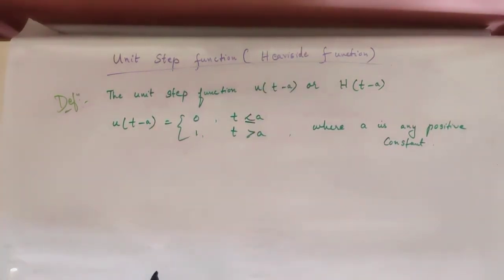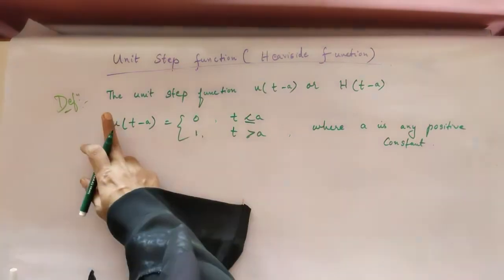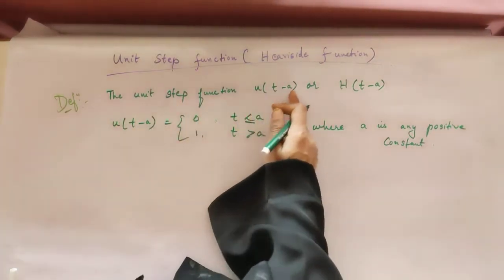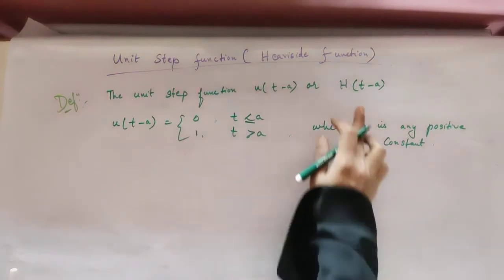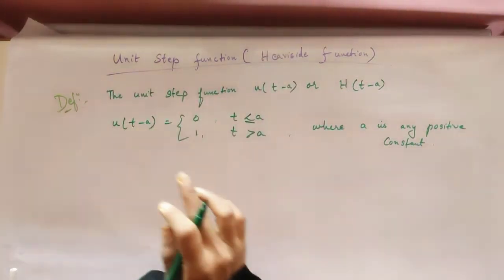Now first we have to understand what the unit step function or Heaviside function is. So the definition is as written on your screen. The unit step function is denoted by u of t minus a, or it can also be written as h of t minus a. H stands for Heaviside, u stands for unit step.